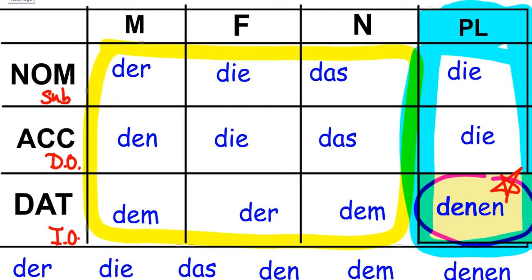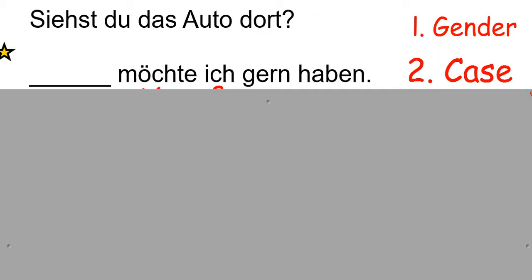Okay, when you're done, here we go. So, as I mentioned, it has to be something that has been previously mentioned. So my question is, siehst du das Auto dort? So I'm talking about the car. Do you see the car there? Oh, that I would like to have. Meaning that car I would like to have.